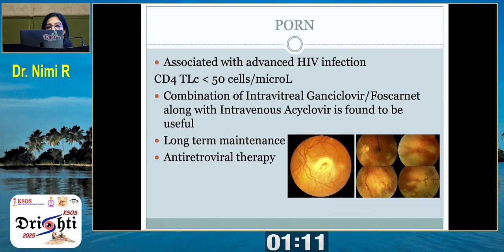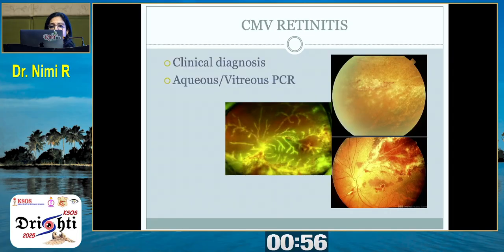In progressive outer retinal necrosis associated with HIV infection, with CD4 count less than 50, a combination of intravitreal ganciclovir along with intravitreal acyclovir is found to be useful. They may need long-term maintenance and antiretroviral therapy.